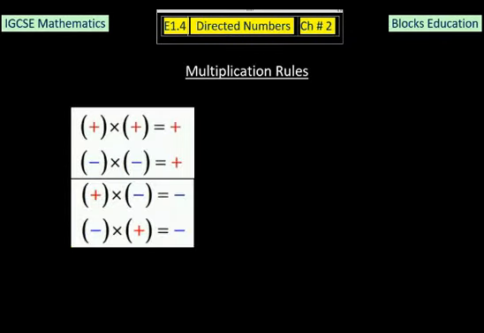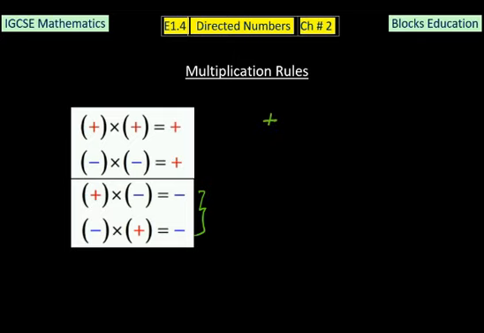Before we jump on to the next exercise, quickly have a look at these multiplication signs. If plus is multiplied with plus, it makes plus. If minus is multiplied with minus, it makes plus. If plus is multiplied by minus, it makes minus, or minus multiplied by plus is minus. So in both these cases, if you multiply plus and minus in any order, the answer is minus, and minus minus makes plus and plus plus makes plus. And the same goes with division as well.